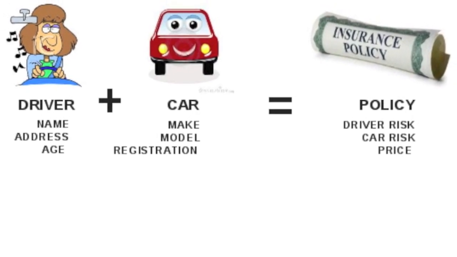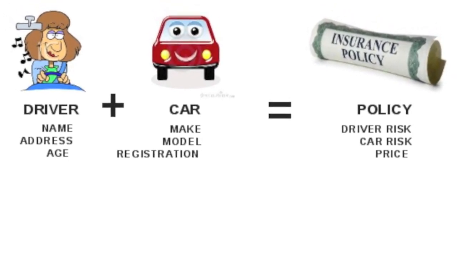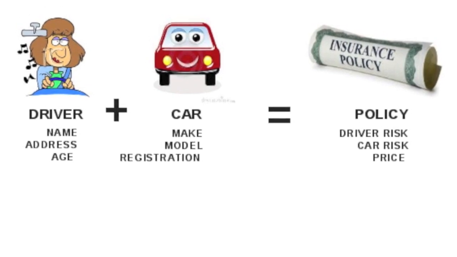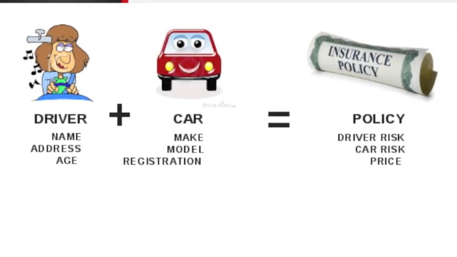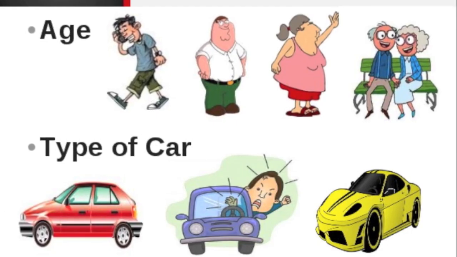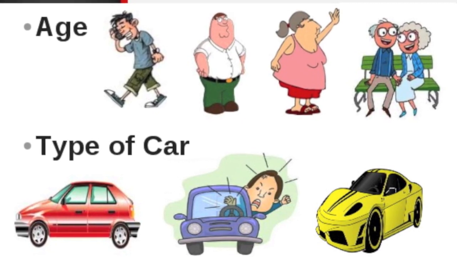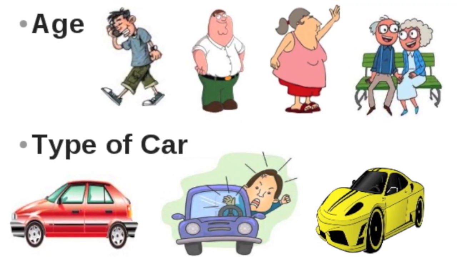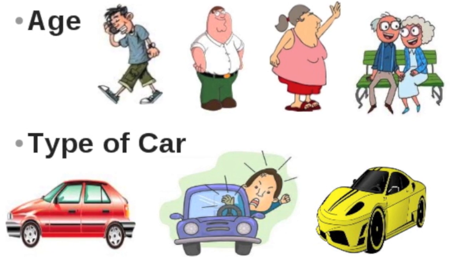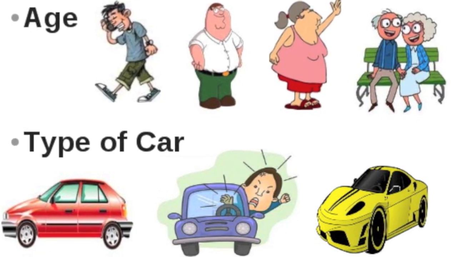The details we enter are pretty simple. We enter the driver's name, address and age, and then we ask for details around the car, make, model and registration. We simply make a decision based upon the age of the driver and the type of car he's driving, and these are the two factors that control the price.